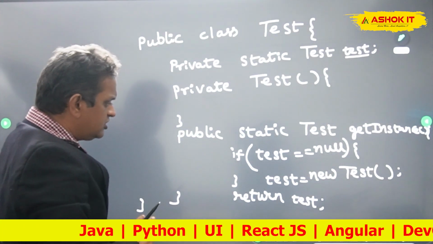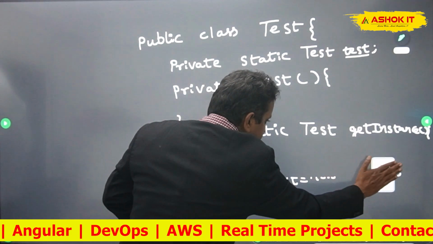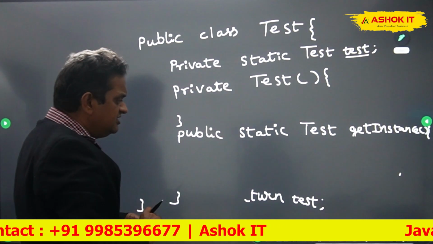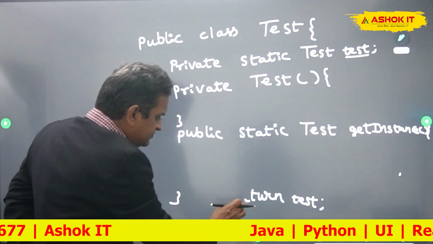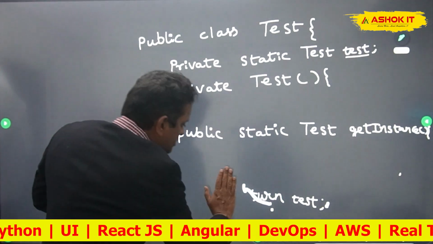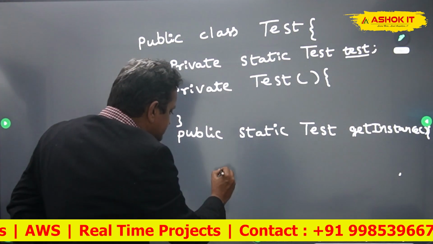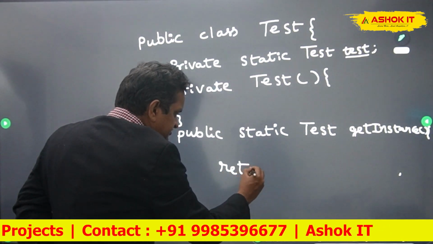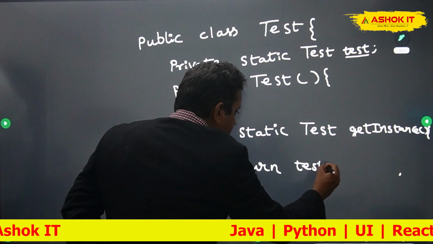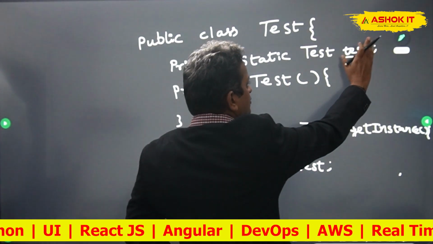Another is called eager instantiation. One more concept is there, called eager instantiation. It means I will not be creating the object of the class here. I simply return the reference. Then where do you create the object? Here I create the object.